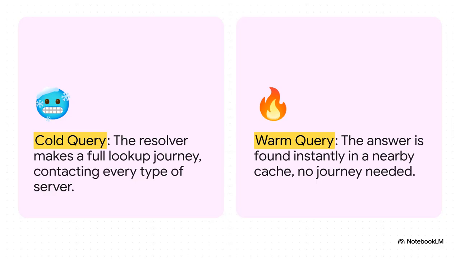Now that caching I mentioned a second ago, it's a massive deal. It basically creates two totally different kinds of queries. You've got a cold query, which is when that resolver has to make the full, long journey we just described, hitting every type of server. But then you have a warm query, and that's where the magic happens. The answer's already stored in a nearby cache, and it comes back almost instantly.